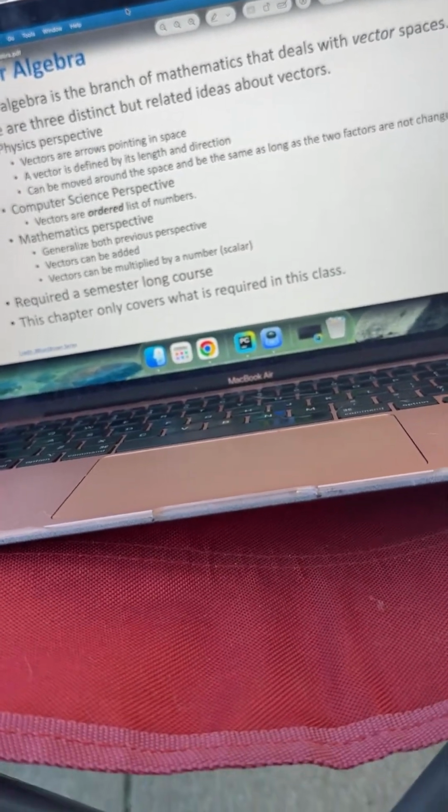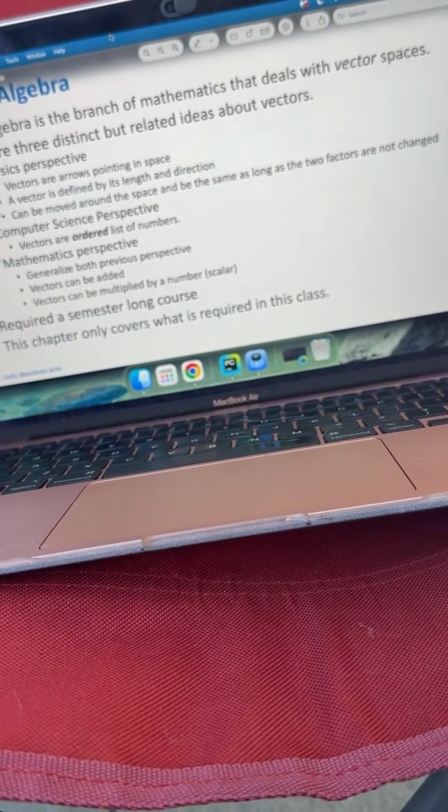So vectors are arrows pointing in space. A vector is defined by its length and direction, and can be moved around the space and be the same as long as those 2 factors are not changed. What are those 2 factors? They're not gonna say. Or the 2 factors are the length and direction.